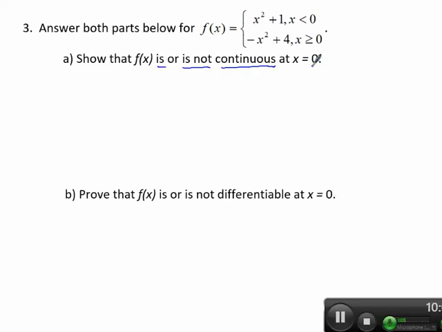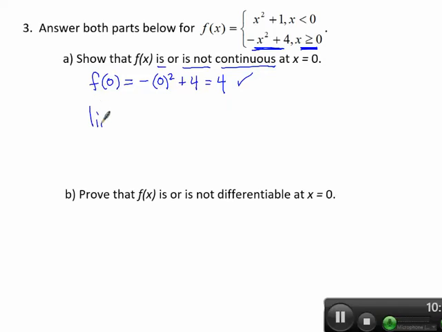So remember, our definition of continuity starts with, is the function defined at that x value? Well, f of 0 we get from this part of the function because x equals 0, x is greater than or equal to 0, so we use this part. So plugging in 0 into that expression, negative 0 squared plus 4 equals 4. So there is a function value at x equals 0.